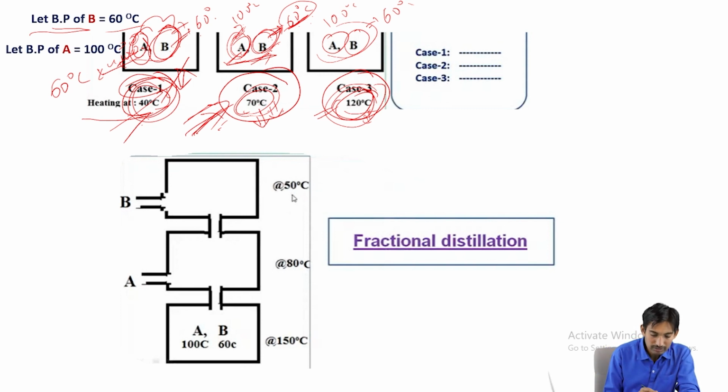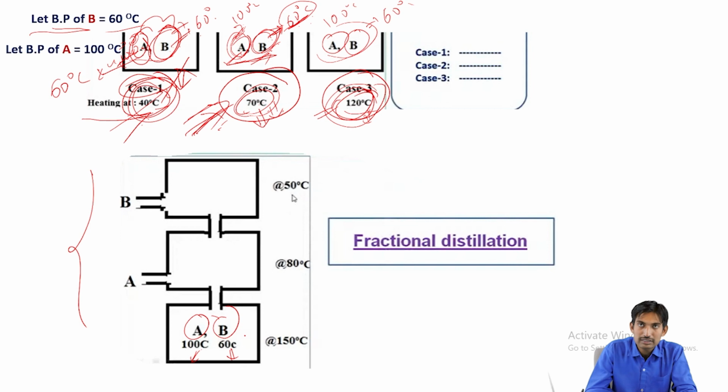See here, one more design. A and B are two fractions. The boiling point of A is 100 degrees centigrade and the boiling point of B is 60 degrees centigrade. In fractional distillation, what do we have to do? First we have to supply heat more than these two boiling points. That's why we are applying 150 degrees centigrade in this container.